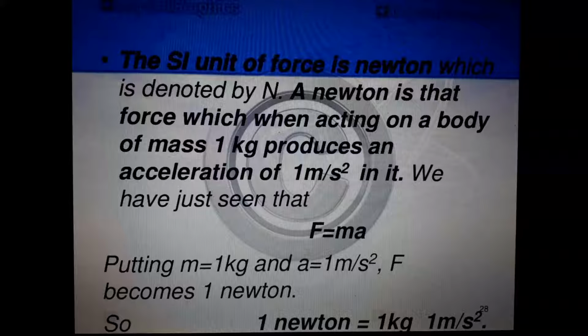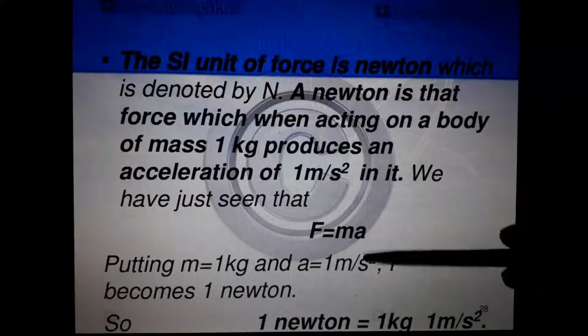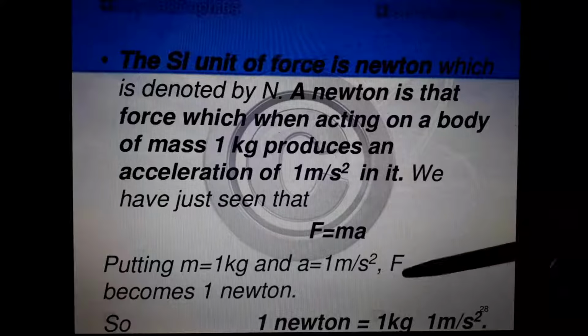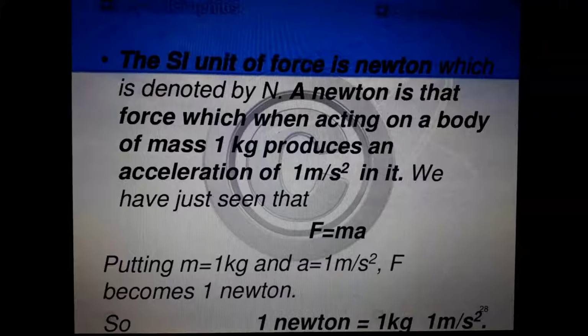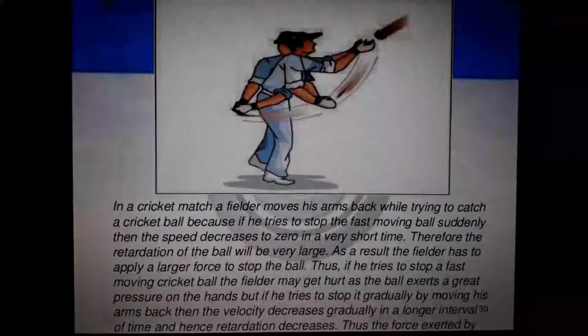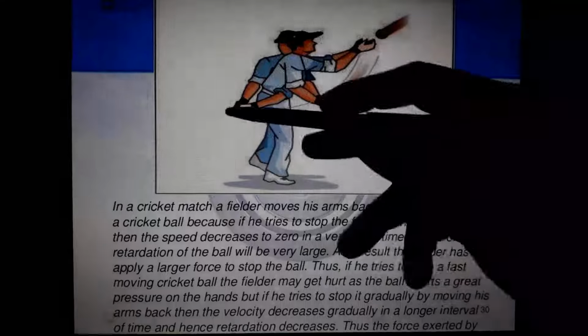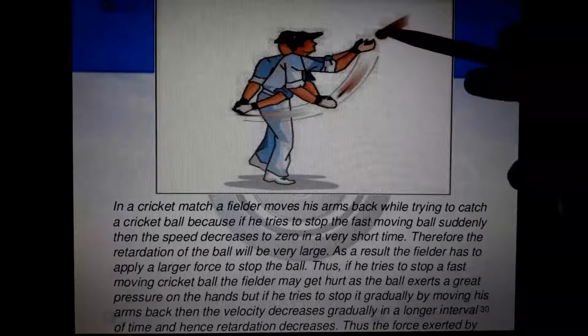Tell me, you already studied the equation. v minus u by t, isn't it? v minus u by t is acceleration. If t increases, what will happen to the force? Actually, I want to show it on the board, otherwise you won't understand. Anyway, when time increases, force decreases. That is, force is inversely proportional to time. Time increases, force decreases. So they are increasing the time.